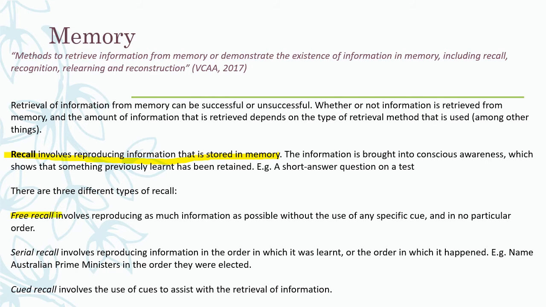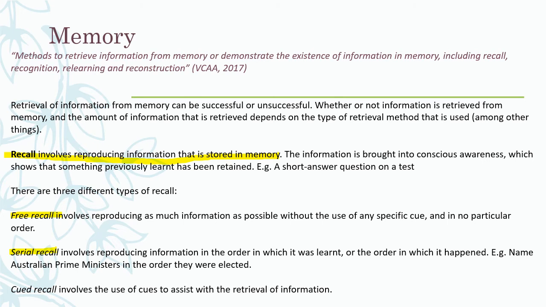Free recall involves reproducing as much information as possible without any specific cue and in no particular order. So all I say is, describe classical conditioning. That's it. And you'll be free recalling without any cues whatsoever. Serial recall would involve recalling something in the order in which it was originally learnt or in the order in which it happened. So the Prime Ministers of Australia, or the route that you go to school, right? So serial recall is what needs to be done in a serial order.